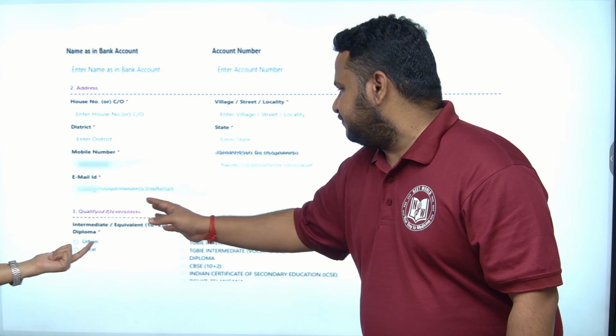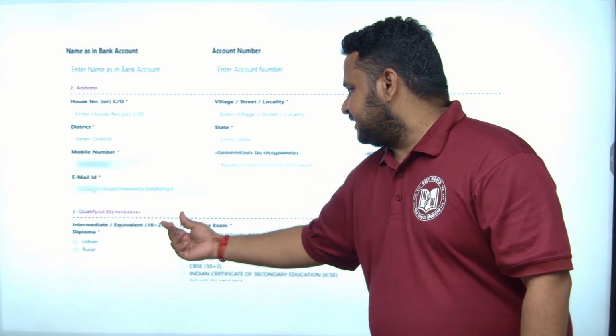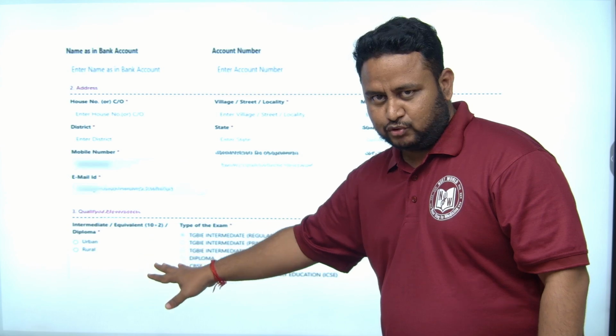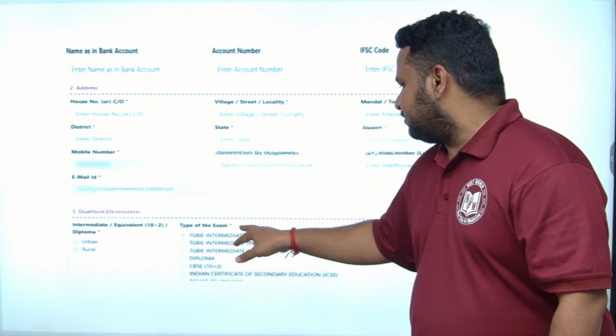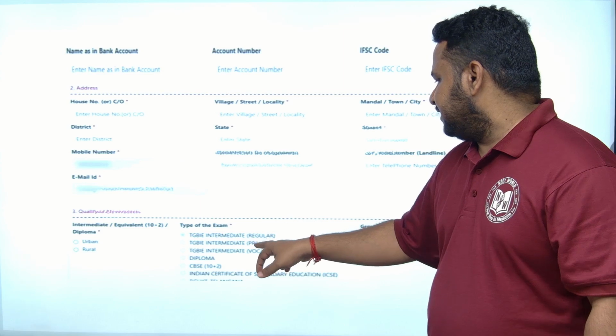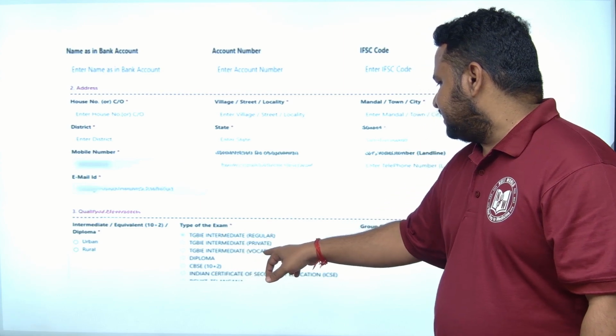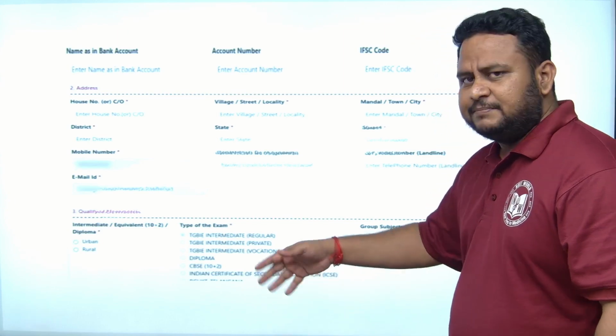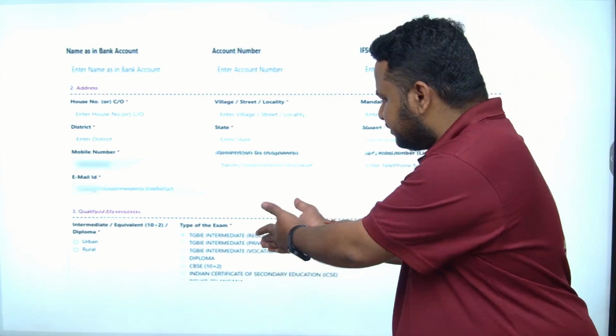Next, coming to qualification details. Intermediate, equivalent, diploma. There, if you have studied in a rural area, give rural, or in an urban area, give urban. Type of the examination: intermediate regular or intermediate private, or intermediate vocational, diploma, CBSE 10+2, these are the options you have. Based on which category you fall, you can give this.